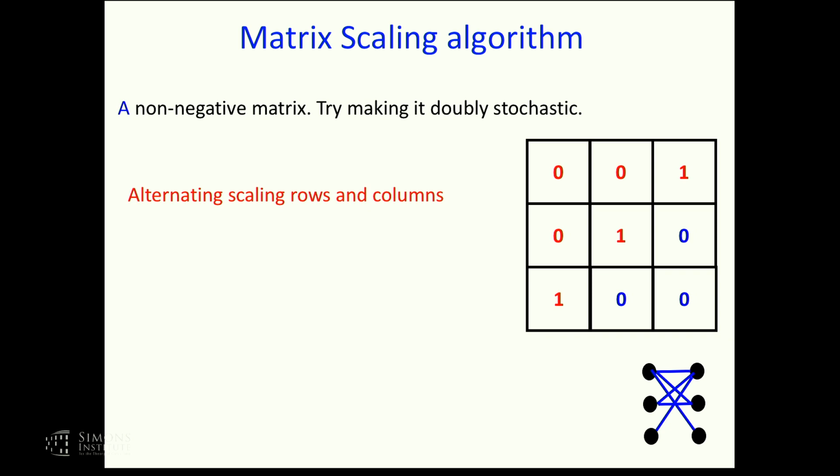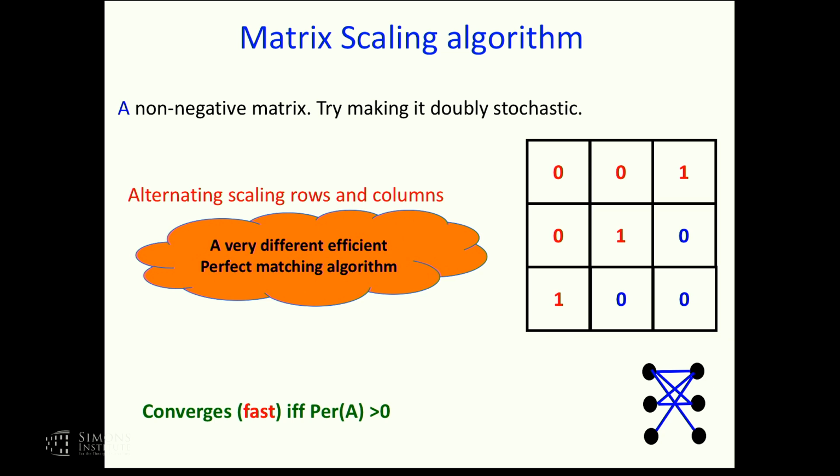And it turns out that this is what happens in the limit. It converges, and it converges to this matrix, which is doubly stochastic. And it turns out to be a theorem that this converges if and only if the permanent of the matrix is positive, namely if the associated graph has a perfect matching. And in fact, if it converges, it always converges fast, in polynomial time. So this means that this algorithm, if you've never seen it before, is a very different algorithm for perfect matching that is not normally taught in classes, but it's maybe the simplest to program. It's just two lines. So that's one fact about this.